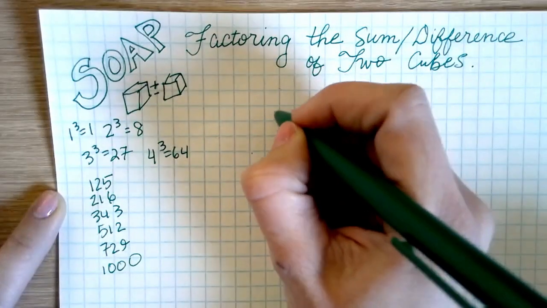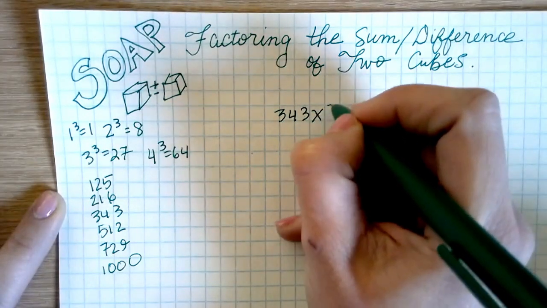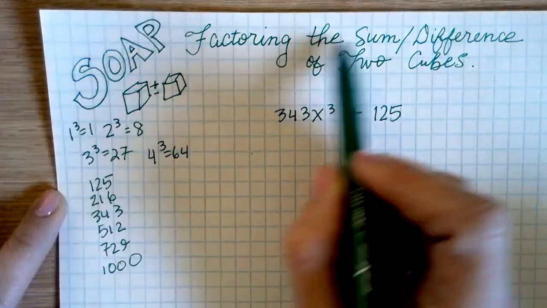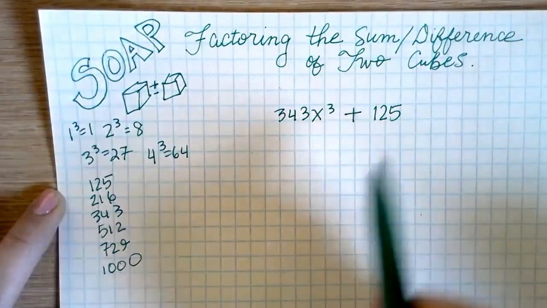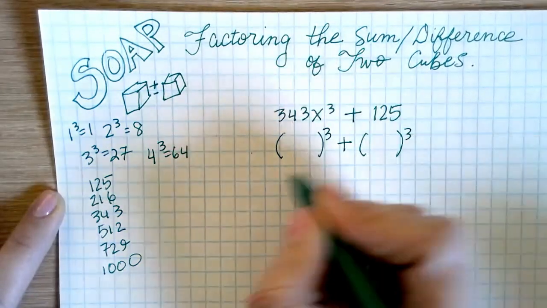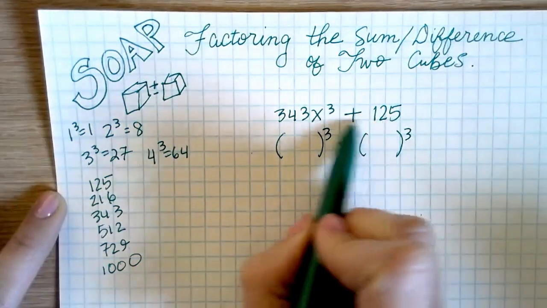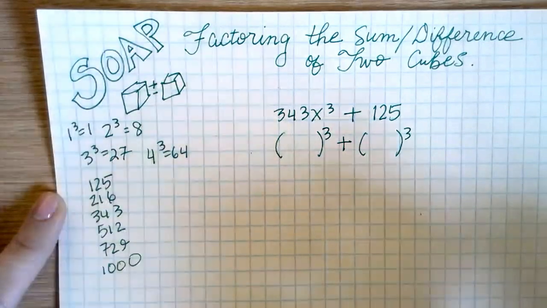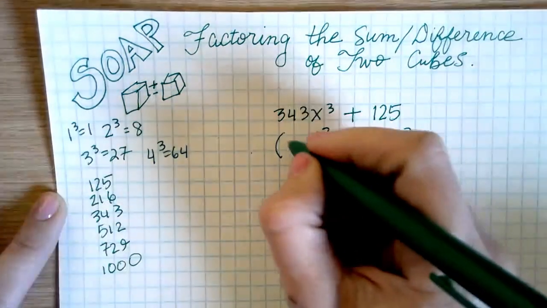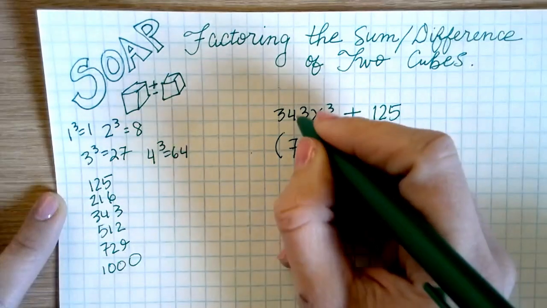Now, sum or difference of them. So what if I had 343x cubed plus 125? That is the sum, addition, of two cubes. So first thing we do is we put on our X-ray vision glasses. What is being cubed to make those? This has to be factored. It looks so little and simple. How could this possibly get factored? It's so innocent, right? What's being cubed to make 343? Well, it's 5, 6, 7. 7 and x. 7 cubed is 343.